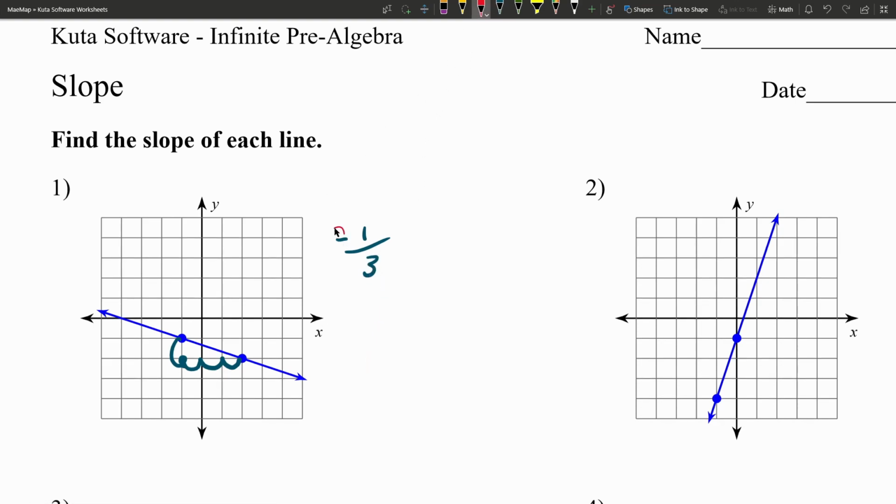Just as we talked about, it is indeed negative, and our change in y between points is 1, and our change in x is 3. Negative 1/3 is our solution in number 1. Let's go over this again in number 2.